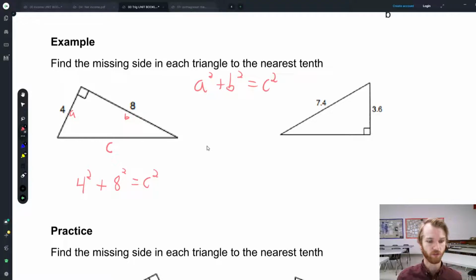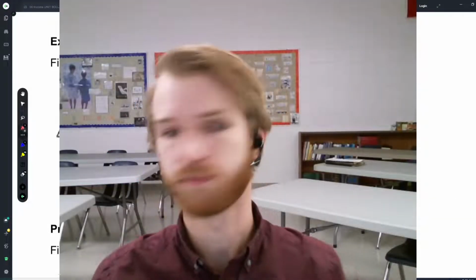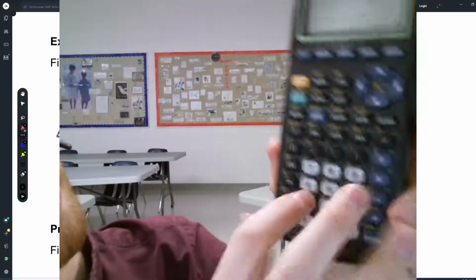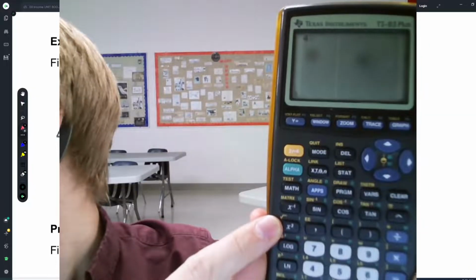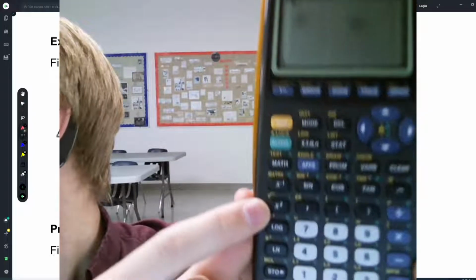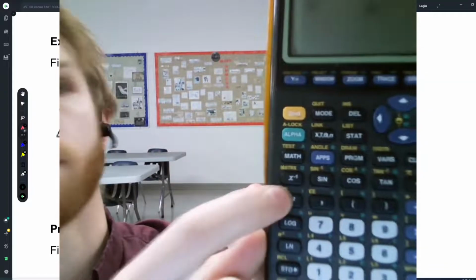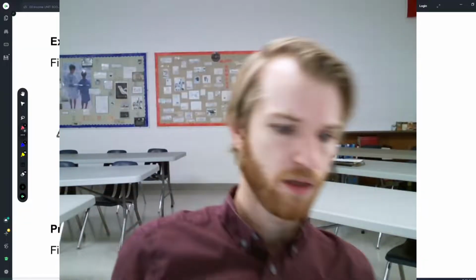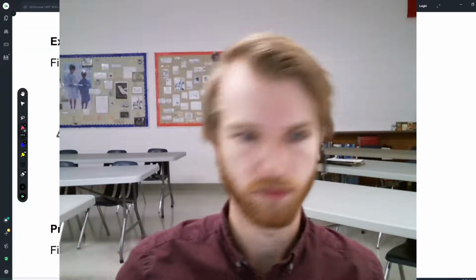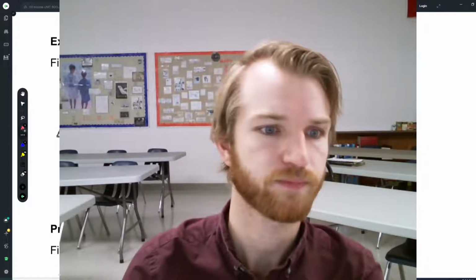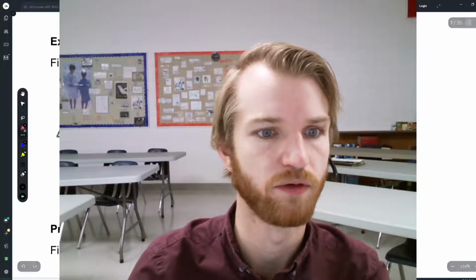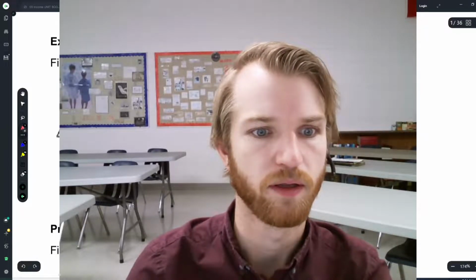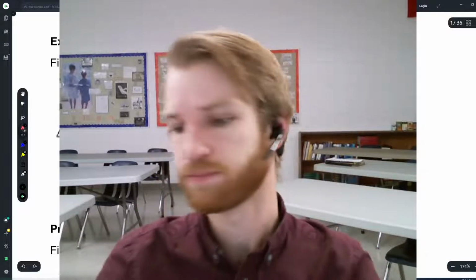You can either say 4 times 4, or there is a square button on your calculator if you have a calculator that looks like this. Okay, 4, and right here is a squared button. It's like a little x with a 2 beside it, squared. So 4 squared is 16 plus 8 squared is 64. It's like the area of that one was 16. The area of this square was 64. And together these are going to add up to C squared.